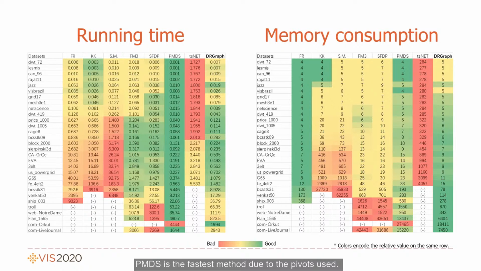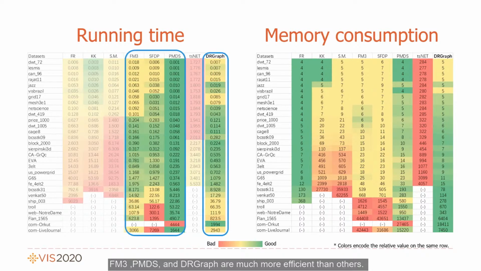PMDS is the fastest method due to the pivots used. FM3, PMDS and DRGraph are much more efficient than others. They are comparable in terms of the running time on large graphs.